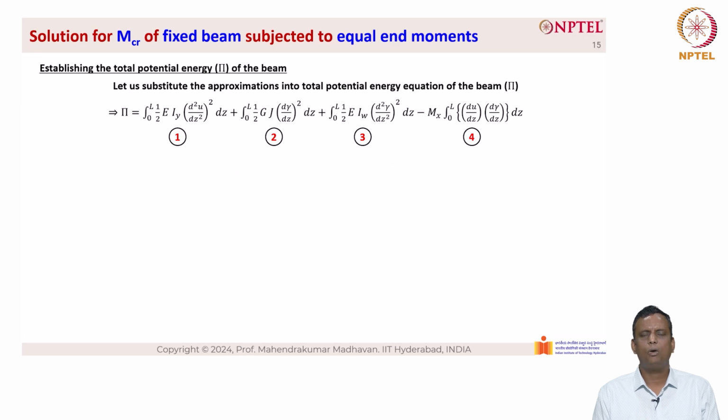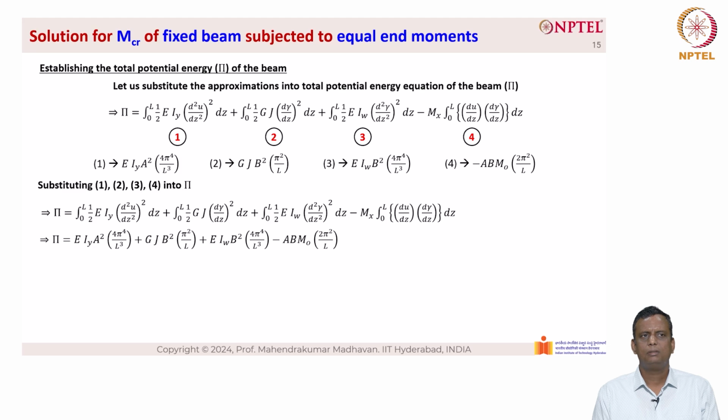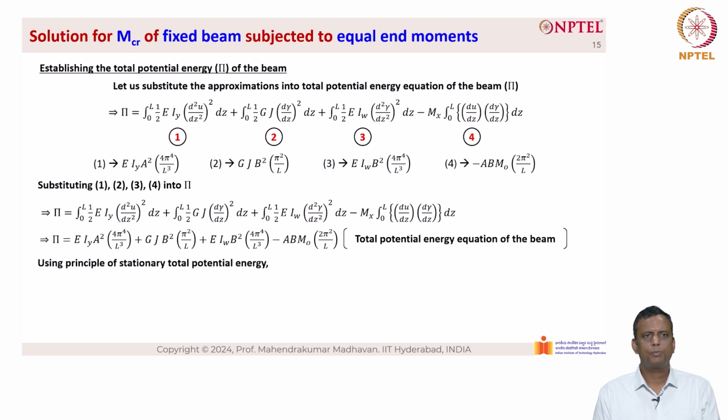Now let's substitute 1, 2, 3 and 4 in the above pi equation. We have this big equation as you see on the screen. This is the total potential energy equation of the beam. Using the principle of stationary total potential energy, for equilibrium, the total potential energy of the system pi should be stationary, which means that del pi is equal to 0.